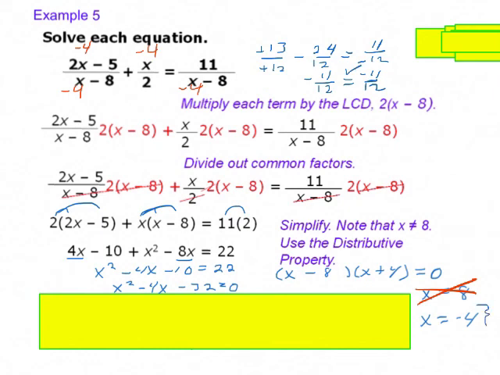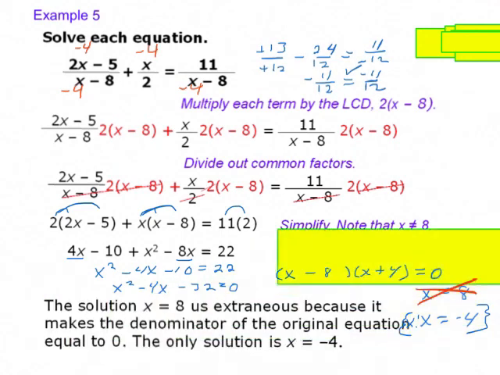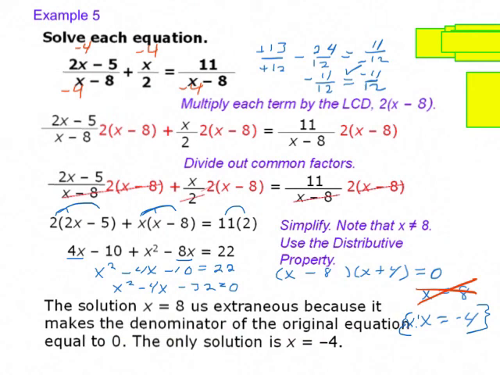So let's put this in set builder notation. All right, let's see if our slide agrees with this. Yes, it does. It says the solution, x equals 8, is extraneous. So our only solution is x equals negative 4.